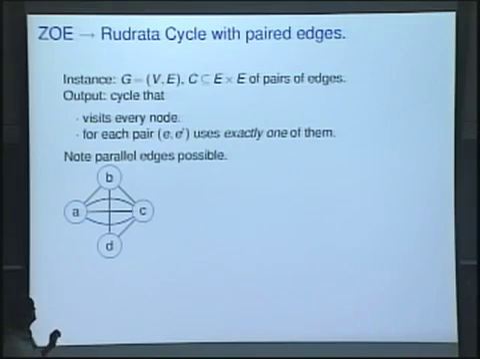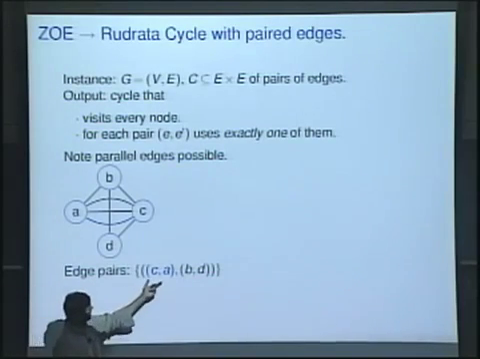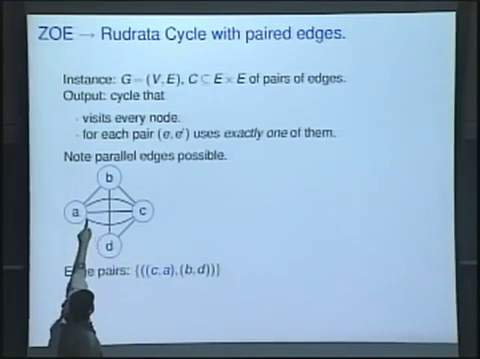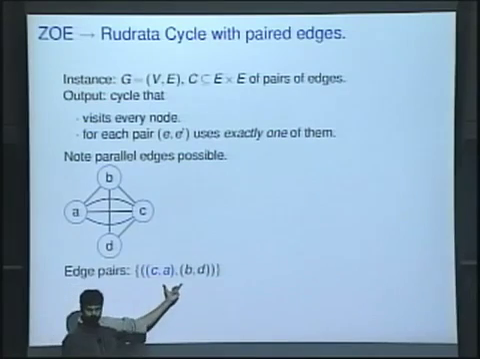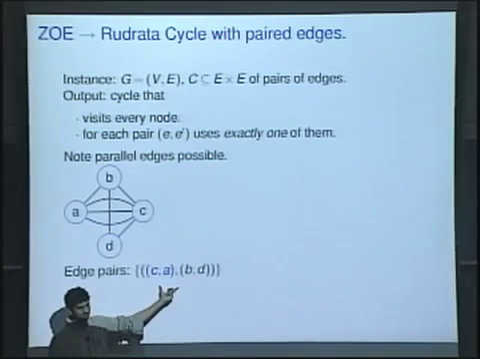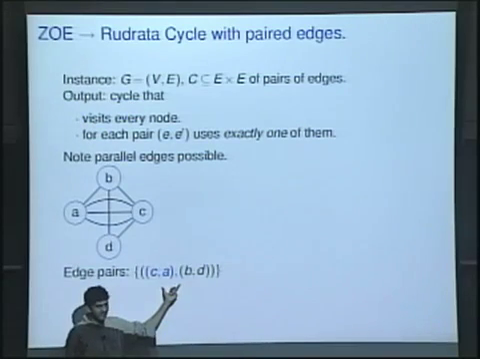Okay, so let's look at an example here. Now parallel edges are possible. It makes sense to have parallel edges. Here I have the same graph I had before, except I have 3 parallel edges between C and A. Now I'm going to say there's an edge pair, CA, this blue edge here, and BD. So there's this edge here and this edge here, and they're in a pair. So any Rudrata cycle must use both of these. Is that right? Who thinks they should use both of these?